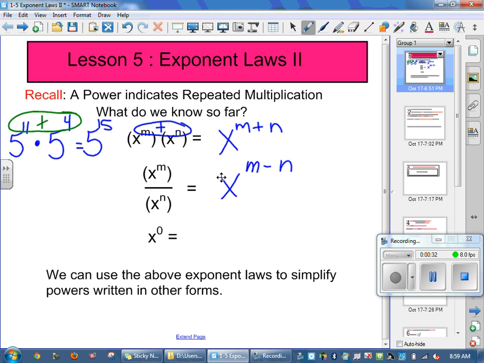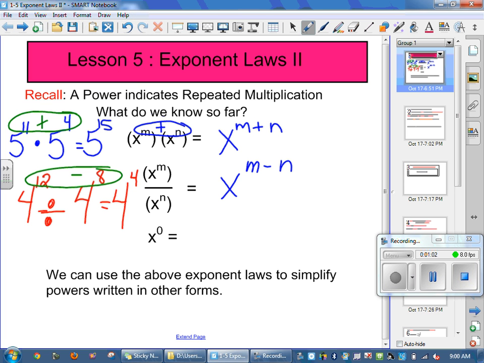As an example, I could have 4 to the 12 divided by 4 to the 8. And what's that going to give me? 4 exponent 4. Good. I'm going to subtract my exponents. My base stays the same, and I get 4 exponent 4 when I subtract the exponents, okay?